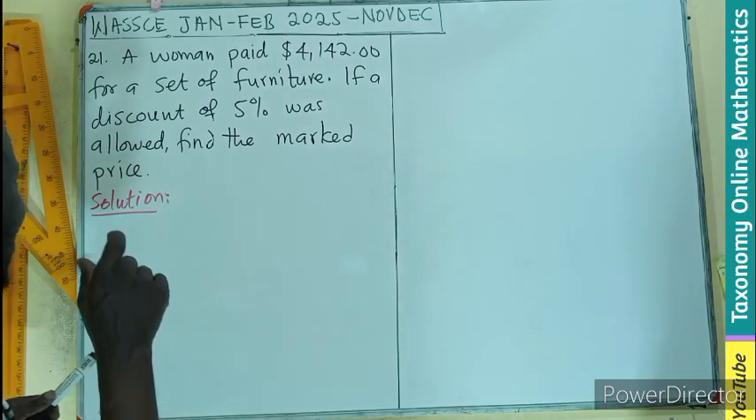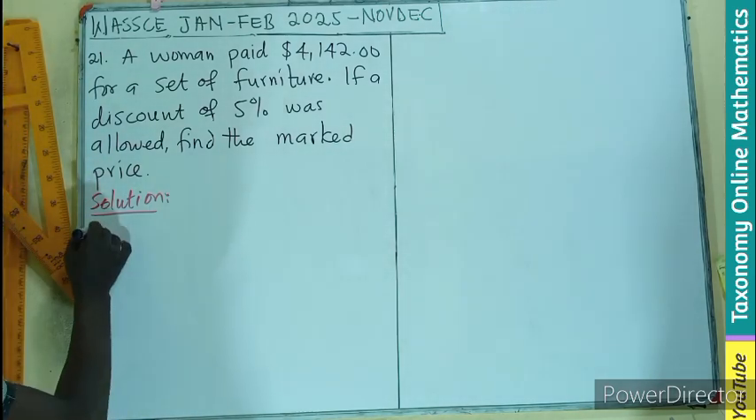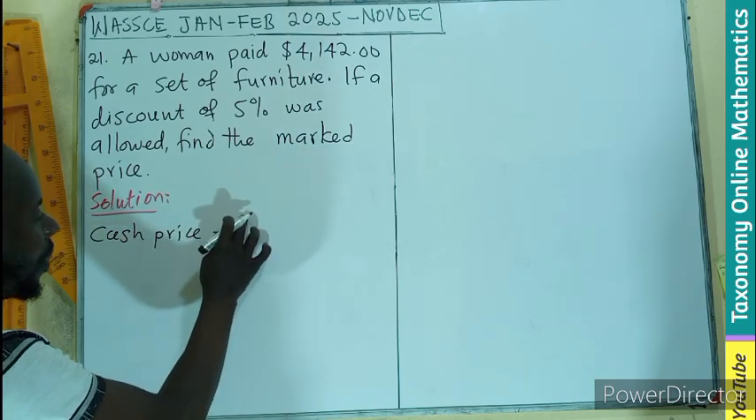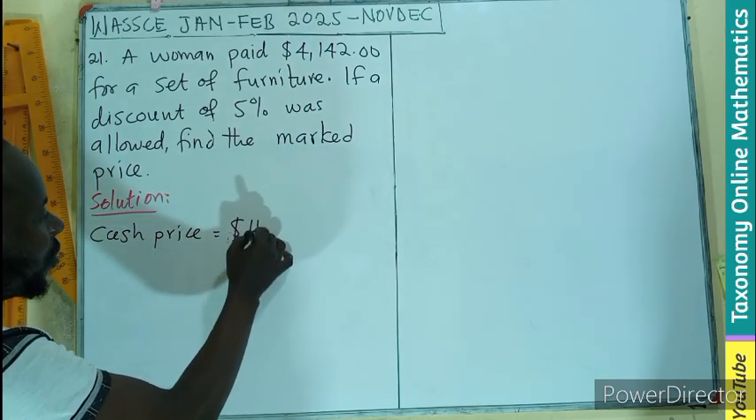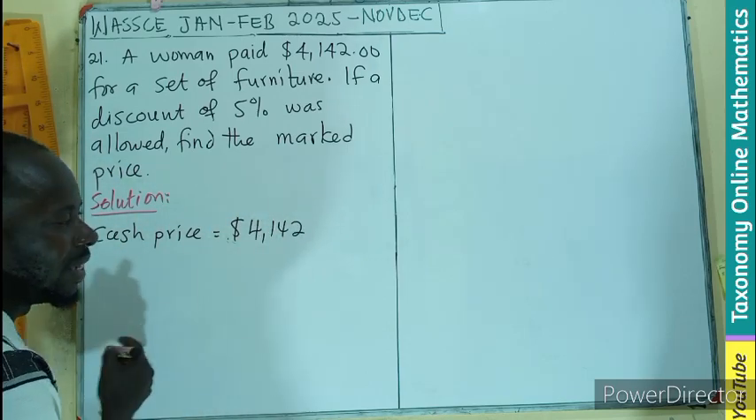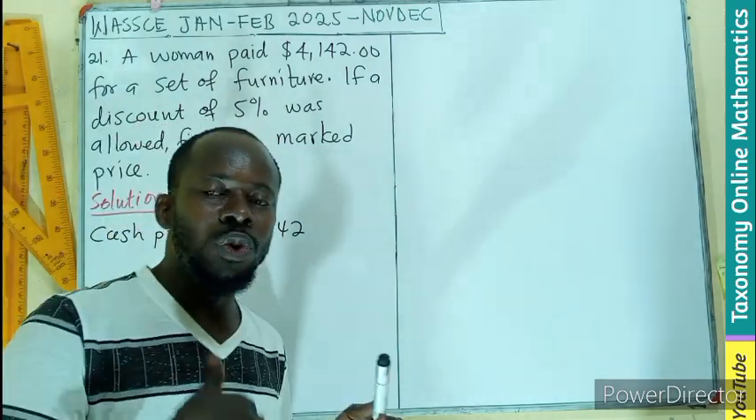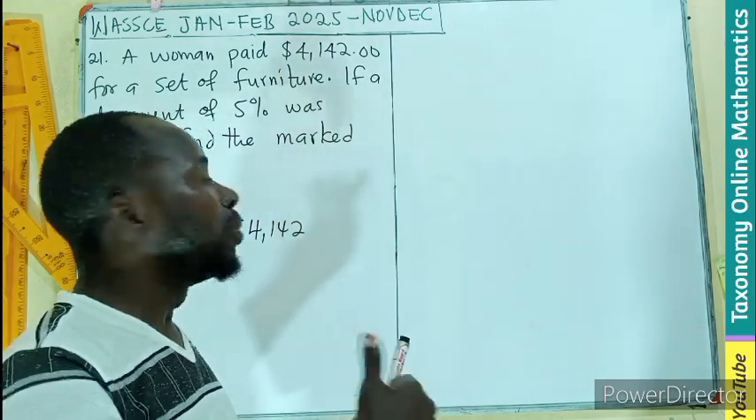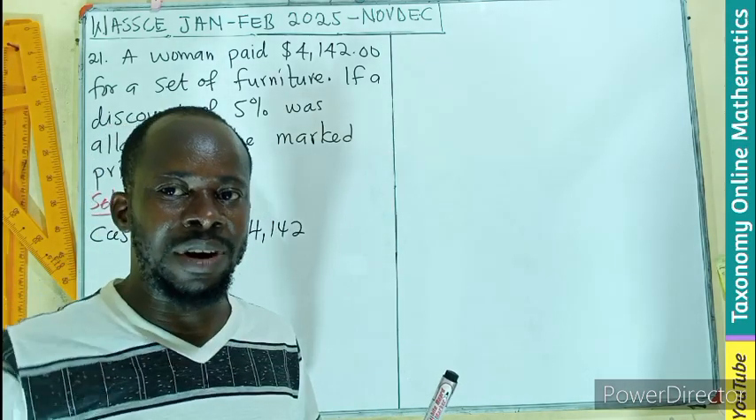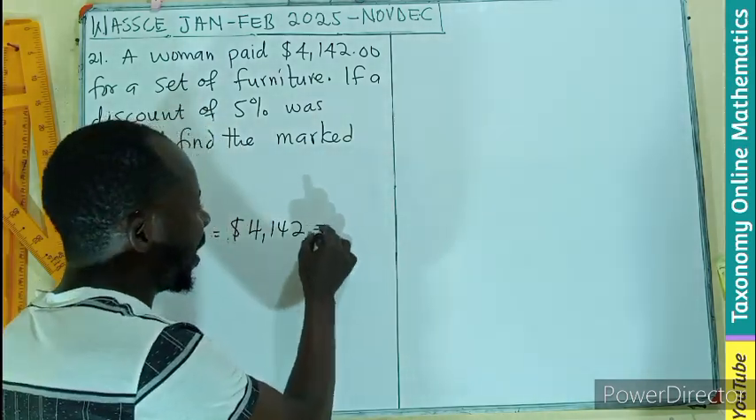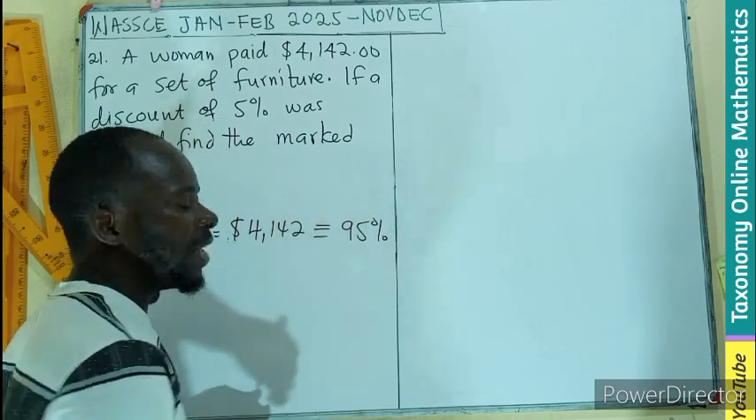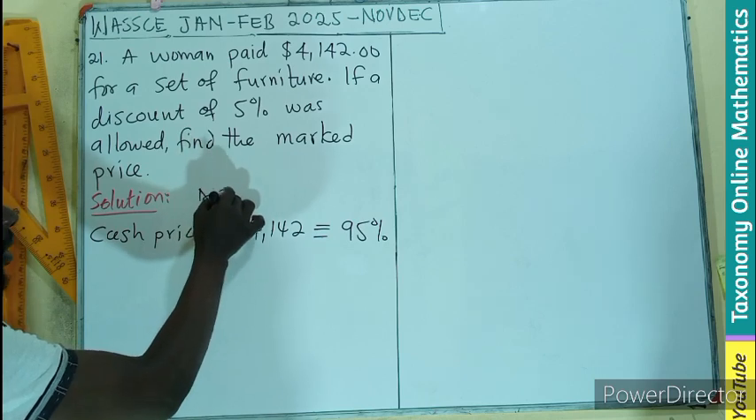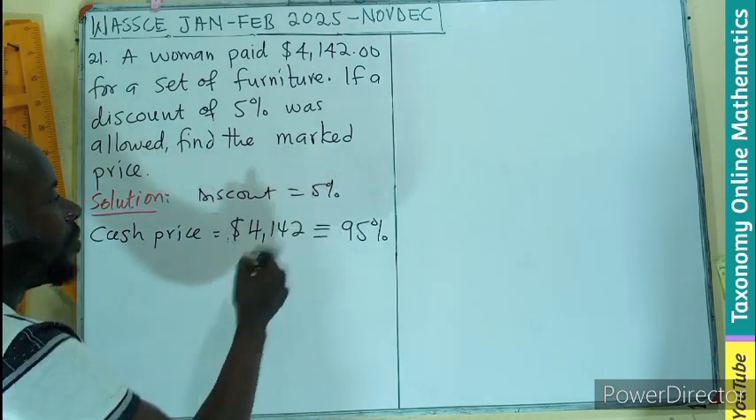In here, the amount paid, which is the cash price, is $4,142. This cash price is equivalent to a percentage. In what percentage of money did she pay? Because 5% has been taken from the 100%, that will be equivalent to 95%. This is what we have if we know the discount of 5%.